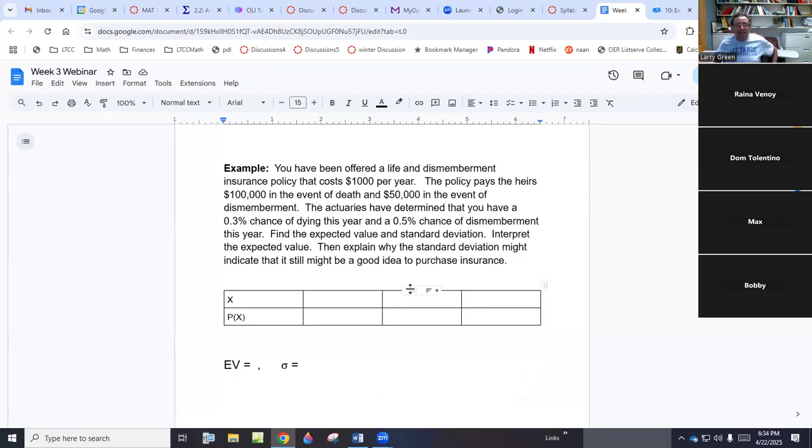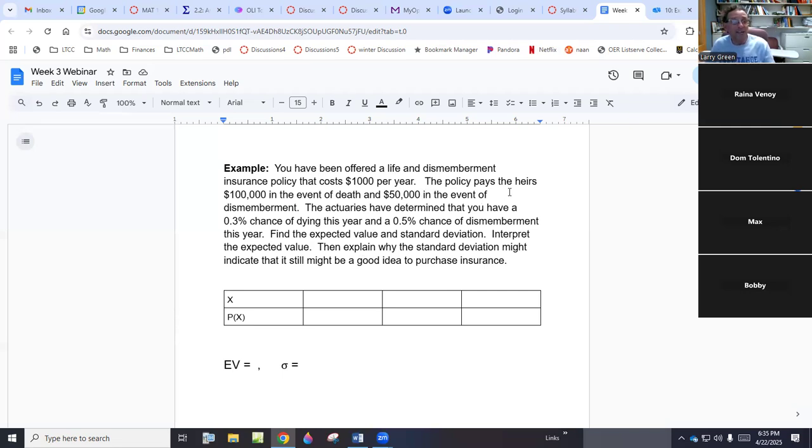All right, let's suppose now you've been offered a life and dismemberment insurance policy that costs $1,000 per year. Do you guys know what dismemberment means? Yeah, it means you had some accident and maybe your arm got chopped off. It's some really terrible thing with your body. Losing a limb, things like that. Having your eyes cut out, dismemberment's bad. That's why insurance policies can pay for that.